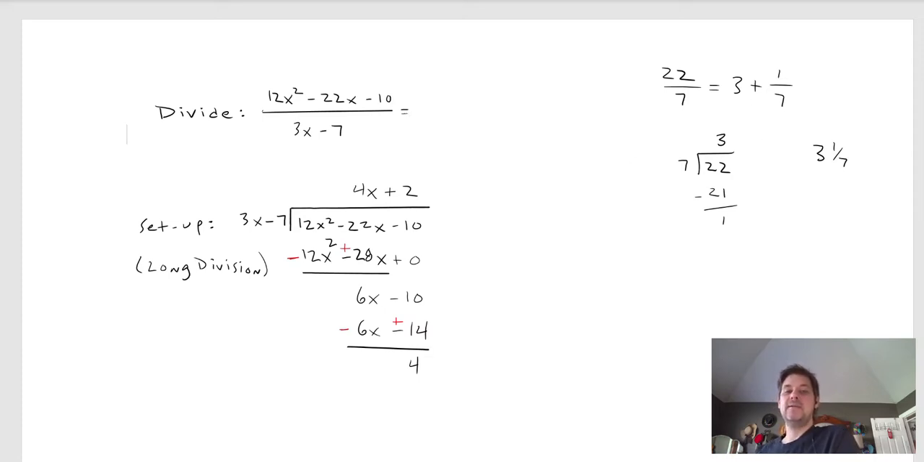So same thing here, same exact thing. I take this thing, which is the quotient, 4x plus 2, and then I add the remainder, which is this number, 4, over 3x minus 7, which is the divisor, this number here. Quotient plus remainder over divisor. That would be our answer. All right. So that's the long division process.